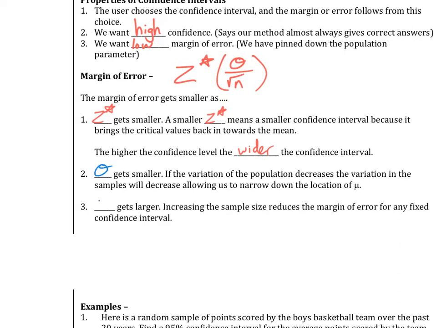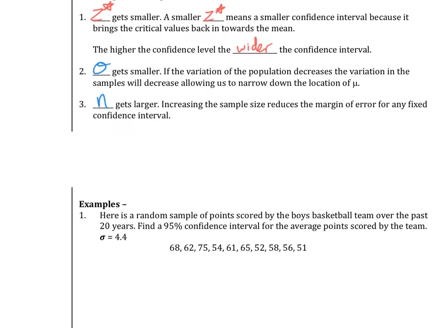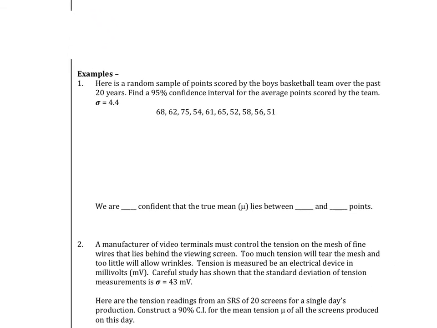And then lastly, the margin of error gets smaller as n gets larger. So if you increase the sample size, it reduces the margin of error for any fixed confidence interval. Okay, so the examples hopefully will make this a little more clear for you.